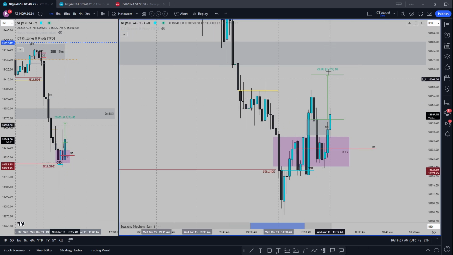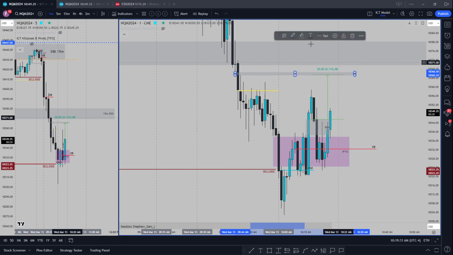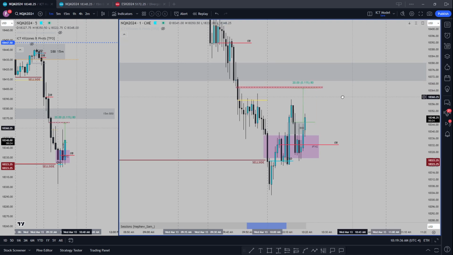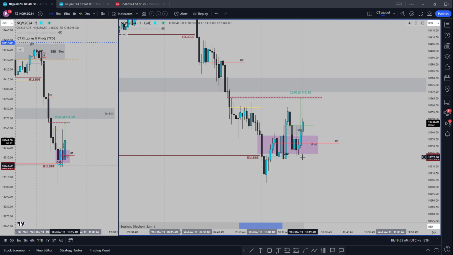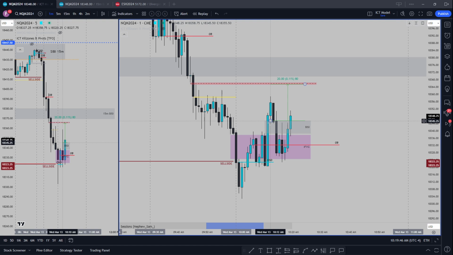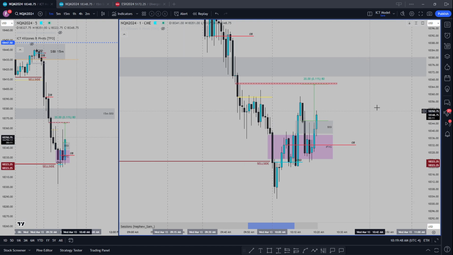And you could still be looking for 20 points into this gap, if you wanted to target that. And did we take out the BISI low? No. So still a valid setup. If you were going long in here, your stop would have to be below this on demo.